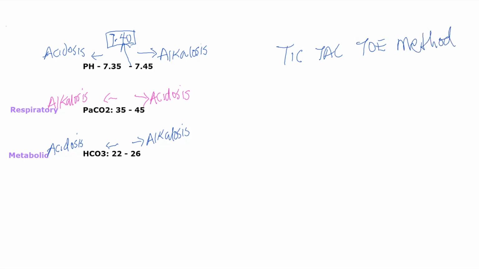Here is our first question. You have a patient with a pH of 7.51, a PaCO2 equal to 49, and let's say an HCO3 that is equal to 40.